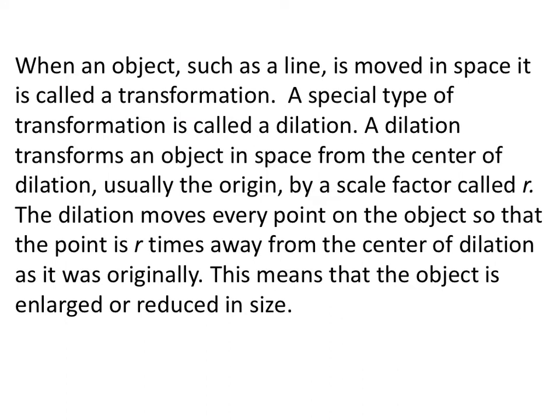When an object such as a line is moved in space, it is called a transformation, which we know already. A special type of transformation is called a dilation. A dilation transforms an object in space from the center of dilation, usually the origin, by a scale factor called r. The dilation moves every point on the object so that the point is r times away from the center of dilation as it was originally. This means that the object is enlarged or reduced in size.